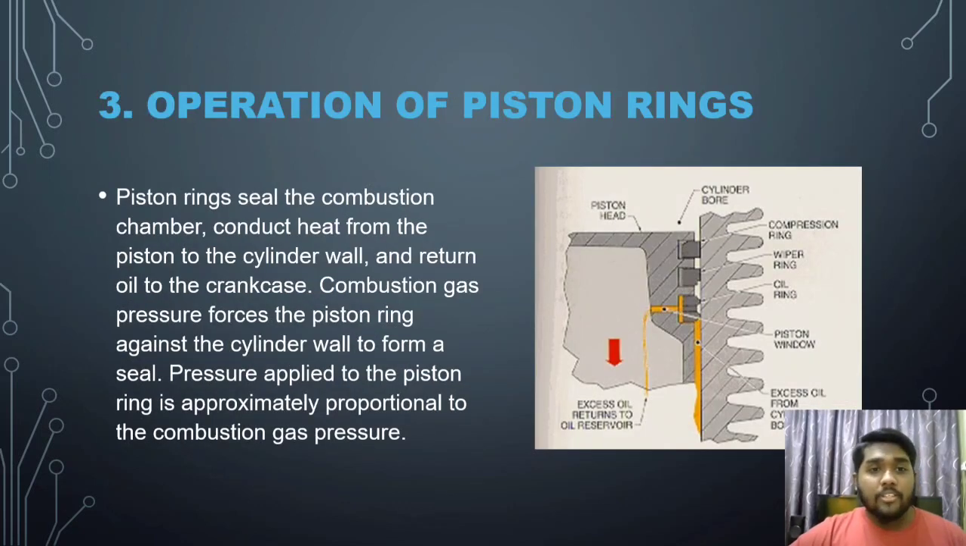Number 3, operation of piston rings. Piston rings seal the combustion chamber, conduct heat from the piston to the cylinder wall, and return oil to the crankshaft. Combustion gas pressure forces the piston ring against the cylinder wall to form a seal, and the pressure applied to the piston ring is approximately proportional to the combustion gas pressure.